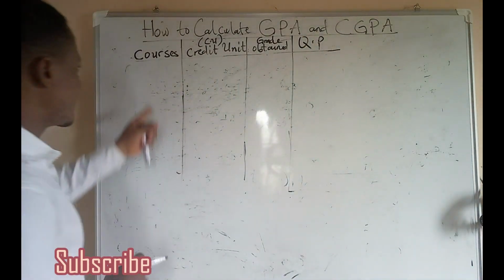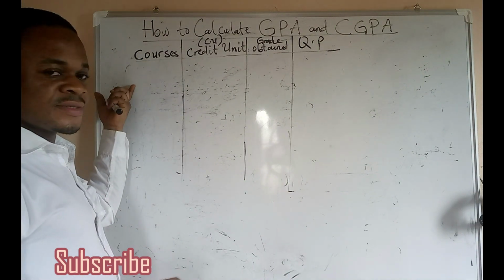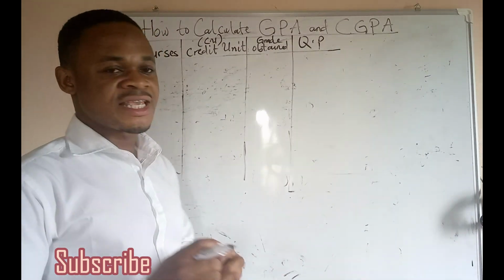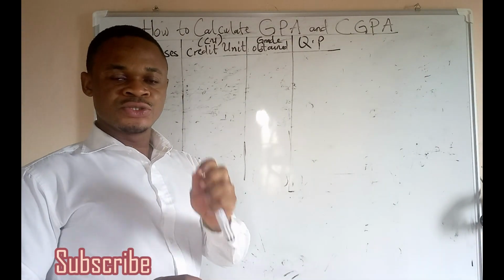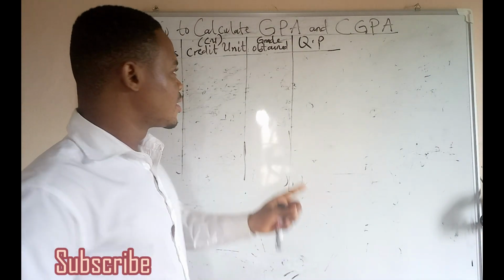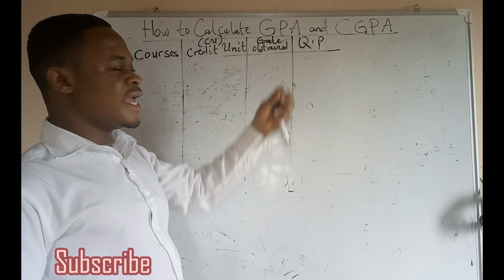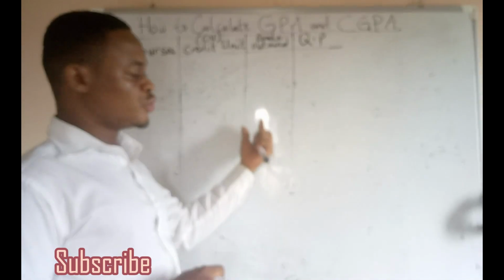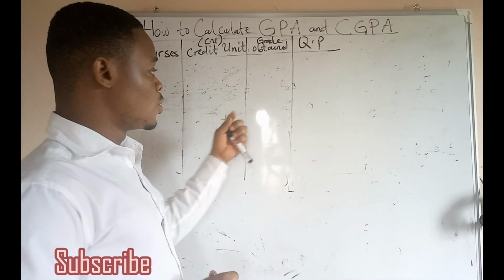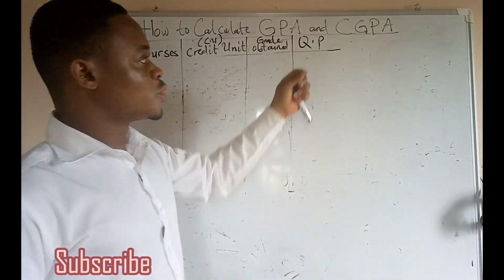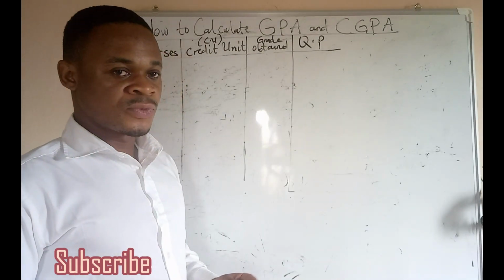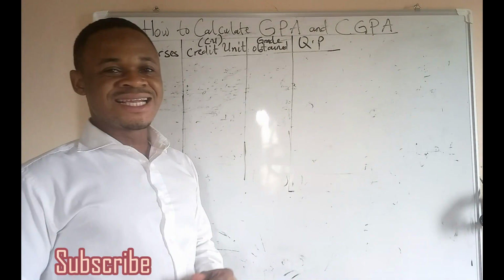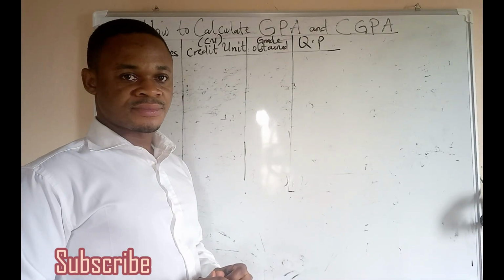So firstly, we already have the courses and the credit unit. Every course has a credit unit assigned to it. We have the grade obtained, that is, the grade which you as the student obtained in these courses will be outlined here. Then we have what we call the quality points, which is the credit unit multiplied by the grading points.